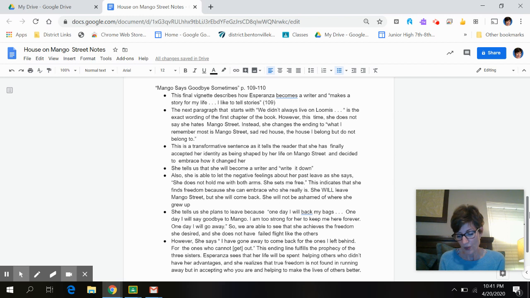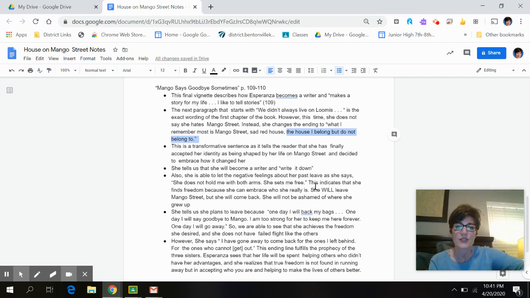And then she changes the wording by page 110 by saying, instead of what she hated the most, it's what she remembers the most is Mango Street. And so we can see her tone by the end of this book is that of maybe respect for what Mango Street has taught her, rather than a resentment that she was dragged there by her parents and she can't wait to leave and hates it desperately. So again, I think when she says, what I remember most is Mango Street, the house I belong but do not belong to, is a super transformative sentence because she actually accepts the fact that she belongs on Mango Street. Not forever, but that Mango Street made her who she is, and she accepts that.